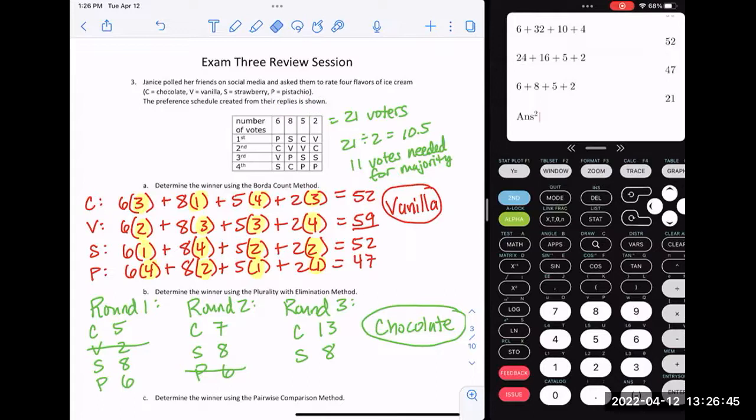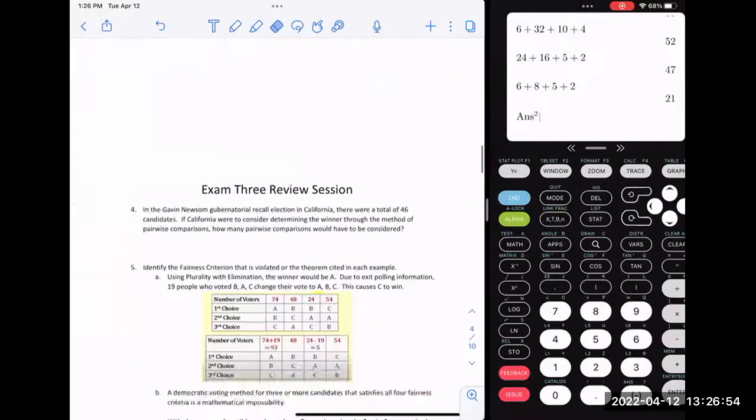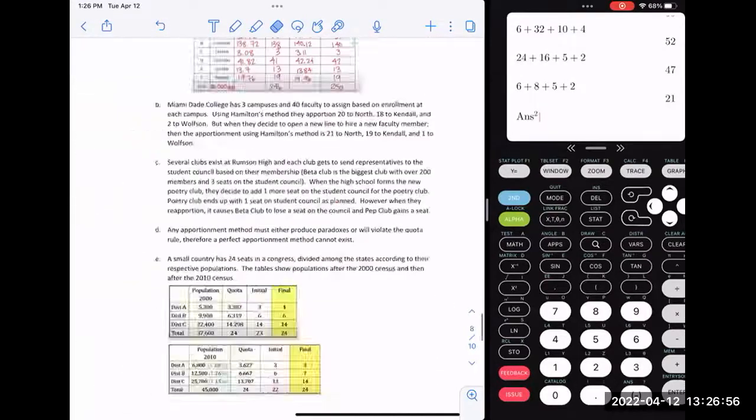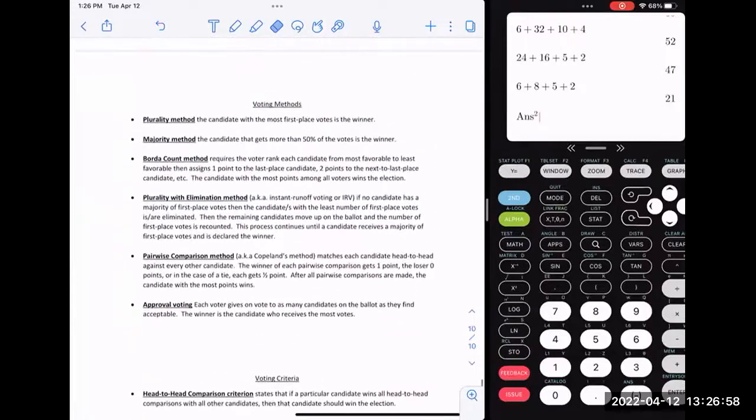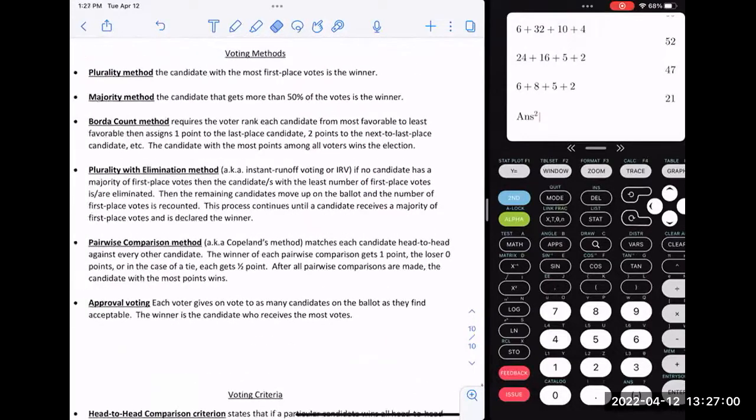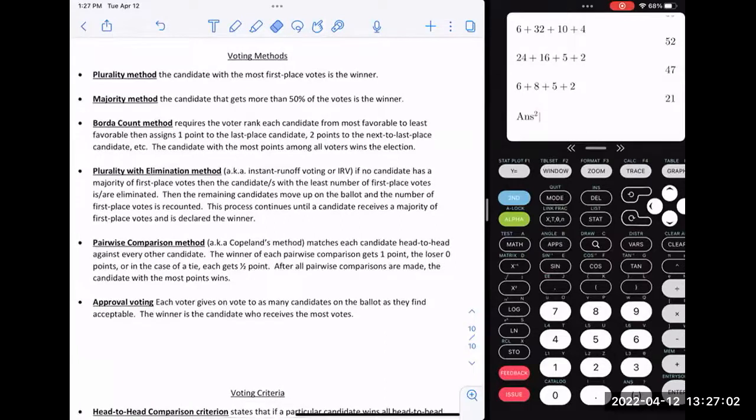So this is pretty typical that we'll see possibly different winners depending on the method that we choose. We're going to do our last method, which is pairwise comparison. So I'm going to go to my reference sheet and just kind of remind myself what that means. This is sometimes called Copeland's method.